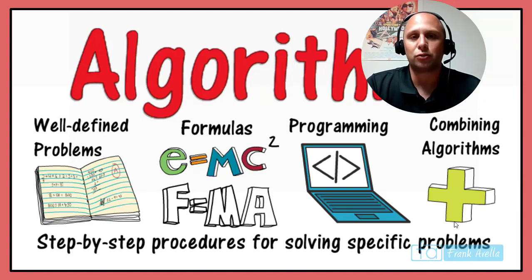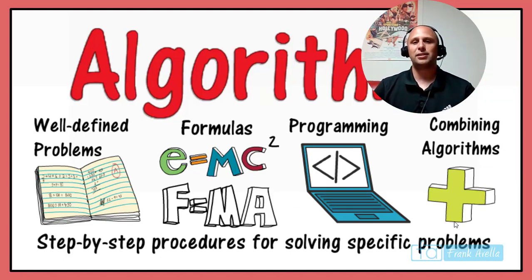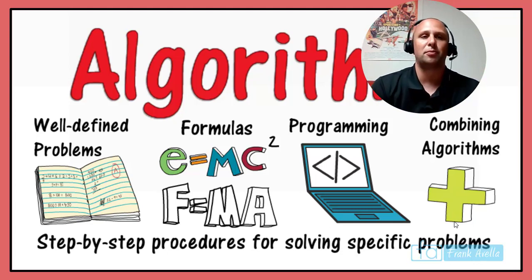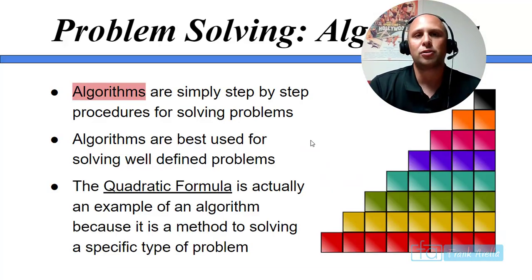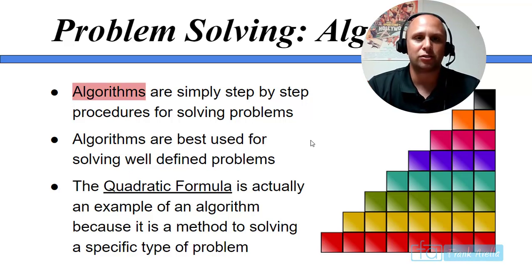So the next one is algorithms. Okay, algorithms are step-by-step procedures for solving specific problems. And you can see here combined algorithms, programming, formula, etc. Algorithms are simple step-by-step procedures for solving problems. Algorithms are used for solving well-defined problems.